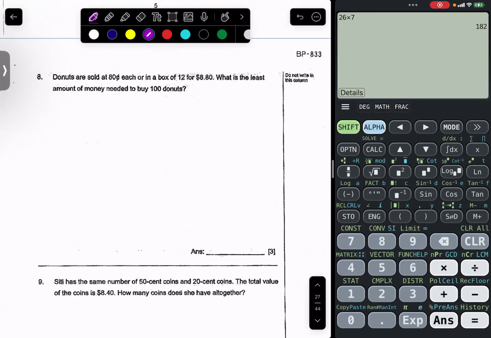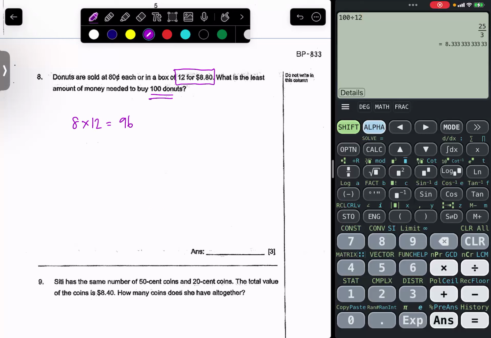Okay, question 8. Donuts are sold at 80 cents each or in a box of 12 for $8.80. What is the least amount of money needed to buy 100 donuts? Okay, so 12 for $8.80 is a discounted price. So in order to buy 100, we want to make more use of the discount. But we only need 100. So same thing, we need to find out what is the nearest multiple of 12 to 100. So the calculator shows us 8 point something something. So the focus is only on the whole number 8. Okay, so 8 times 12 equals 96.